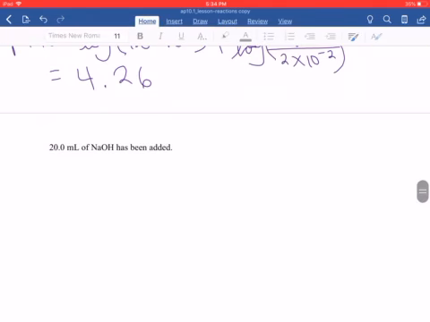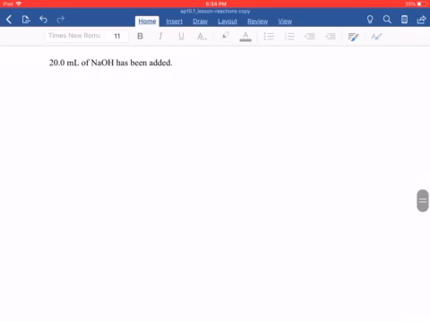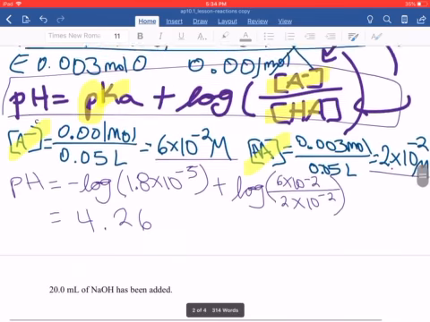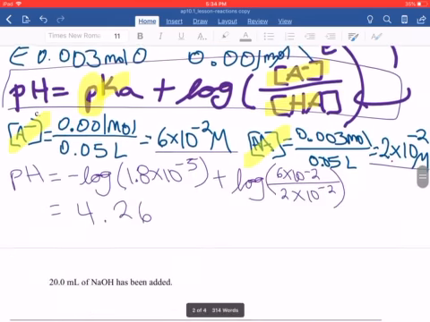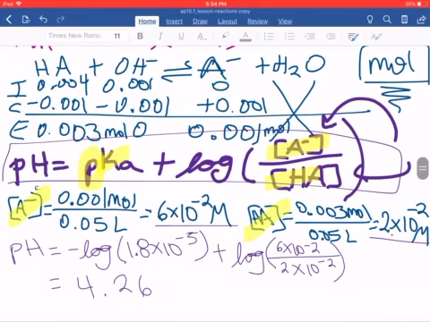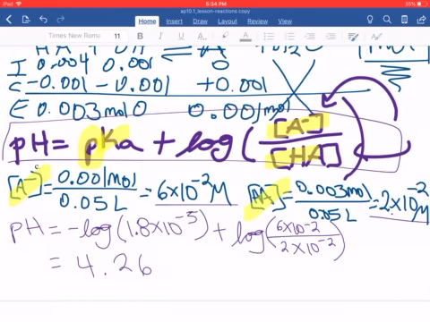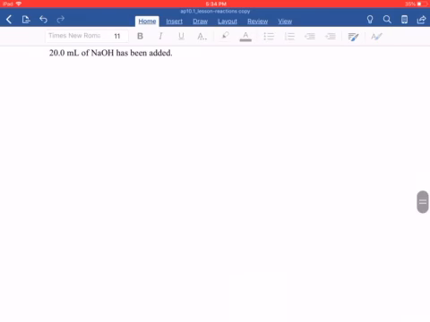Alrighty, scrolling down to C. So this is C right here. We are adding 20 milliliters now, and we're going to do the same thing. I would like you to pause and try this one out yourself, but it's the same steps as up above. We're going to find the moles, do our ice table, with the ice table in moles, find our concentrations, and then plug it into the Henderson-Hasselbalch equation.